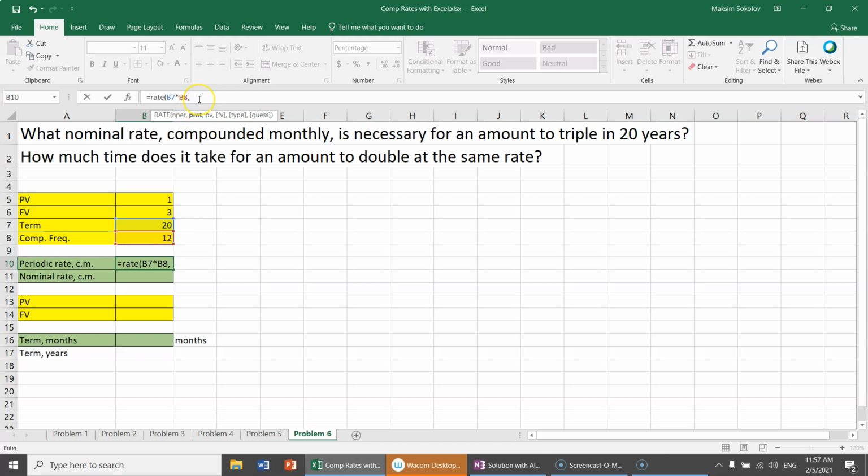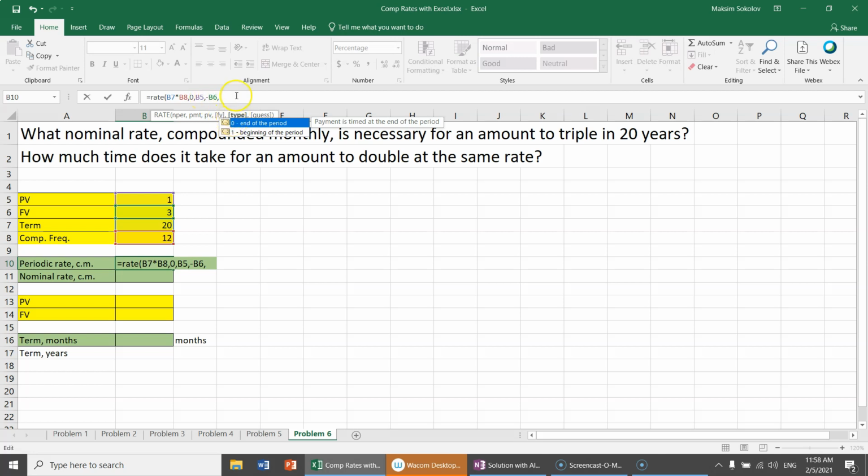Then comes payment. Because that's not annuity, we'll keep it 0. Present value is, of course, 1, which is in B5. Future value must be of the opposite sign, and that's in B6. So we'll need to make sure that we enter opposite sign for B6. When I say opposite, I mean opposite to the present value. That's very important. Otherwise, Excel will not compute correctly.